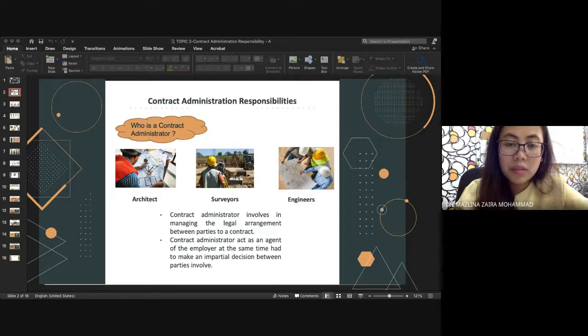Can you answer me? So if you look at the term, contract administrator as an agent of the employer, meaning the representative of the client, at the same time they have to make an impartial decision between two parties, meaning that they can make a decision on behalf of the client. So what do you think? Why must the contract administrator come from these roles?